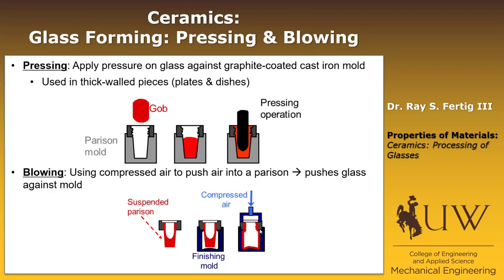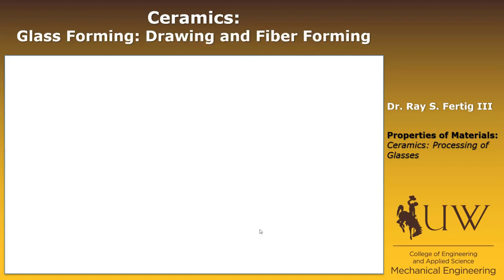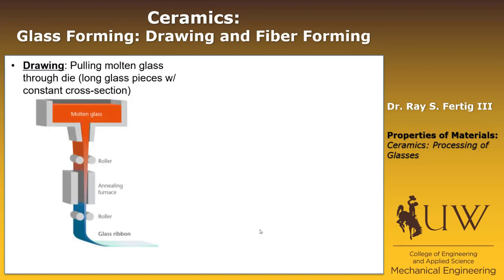processing techniques for glass. The third and fourth are actually similar, drawing and fiber forming. All drawing is we're pulling molten glass through a die. So here's our molten glass. We pull it through a die. We can maybe run it through a roller or something like that, a little heat treatment, but we're basically just cooling it as it gets down, and then we have some long piece of glass with constant cross section.